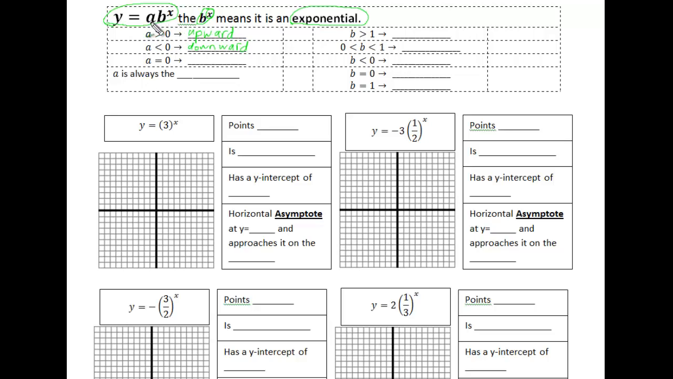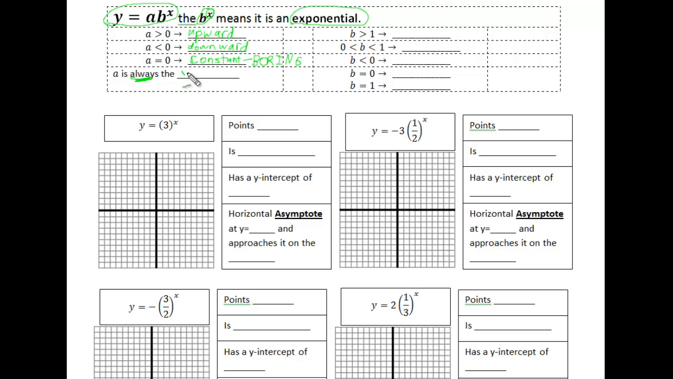Hopefully you can see if a is equal to 0, then this is just y equals 0, and it is a line. We'll even say it is a constant. It's always 0, which is boring. And thence also not really exponential, because 0 times b to the x is just 0, so it's not an exponential anymore.